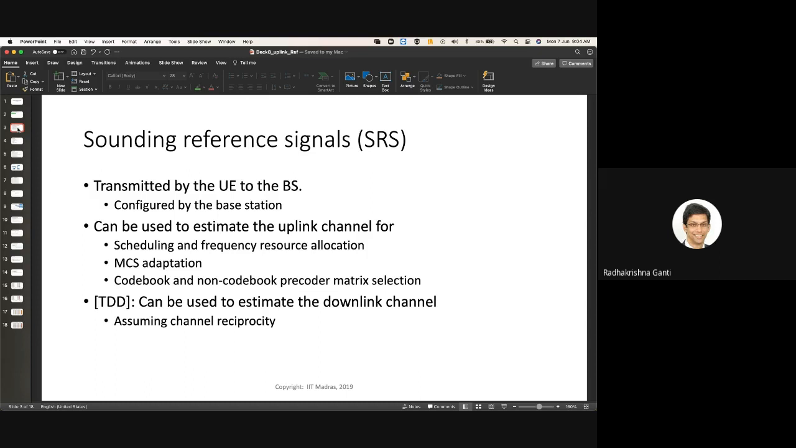So these SRS are transmitted from the UE to the base station. Of course, they're configured by the base station. They're used for the uplink, for scheduling and frequency resource allocation. Essentially, you find the channel, and based on the channel, you allocate resources in the uplink. When you have TDD, you use the same SRS channels to assume that the uplink channel is equal to the downlink channel. This is essentially the channel reciprocity.